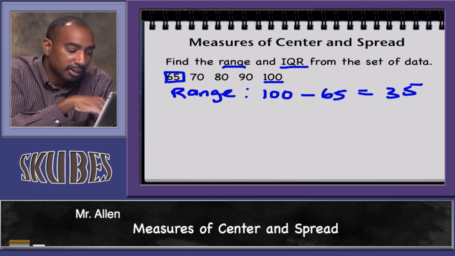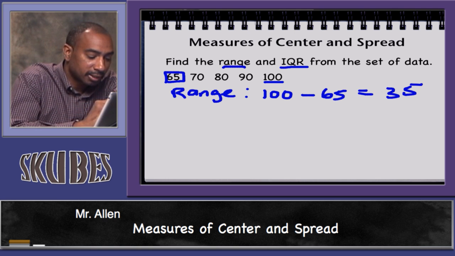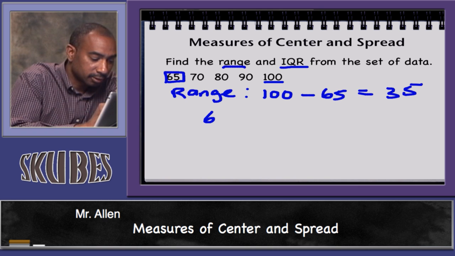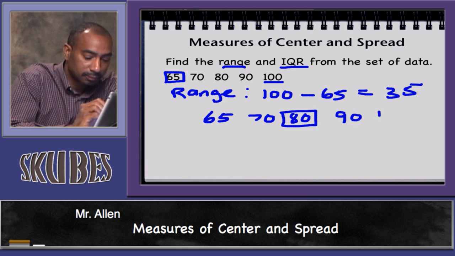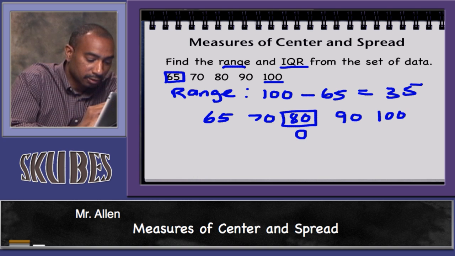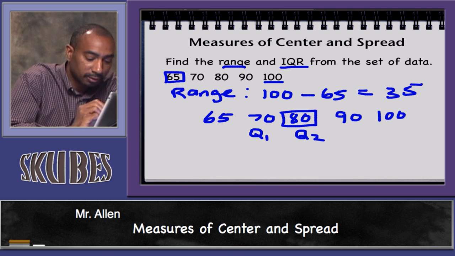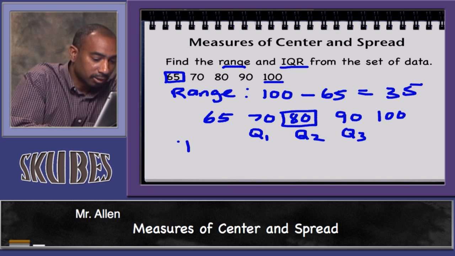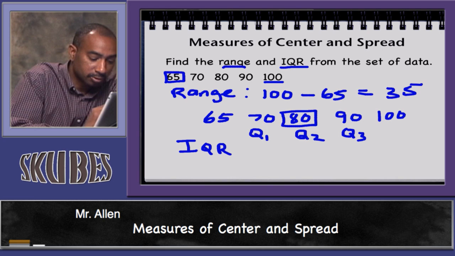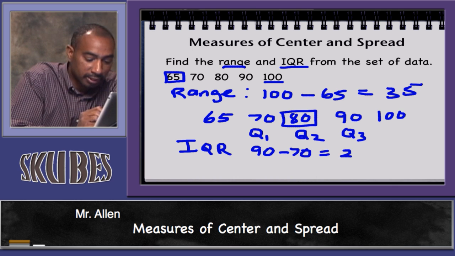All right, but the IQR, you have to break it down into the quartiles. So let me list the numbers here. Remember, 80 is the median. That means that's our second quartile. And since this is an odd number, it makes it simple. So the first quartile will be 70, and the third is going to be 90. And for the IQR, you're going to subtract the first quartile from the third. So we have 90 minus 70. So we have an IQR of 20.